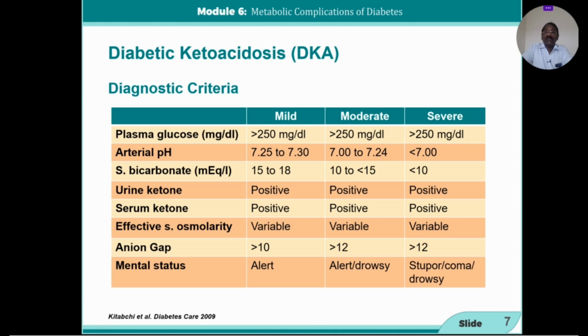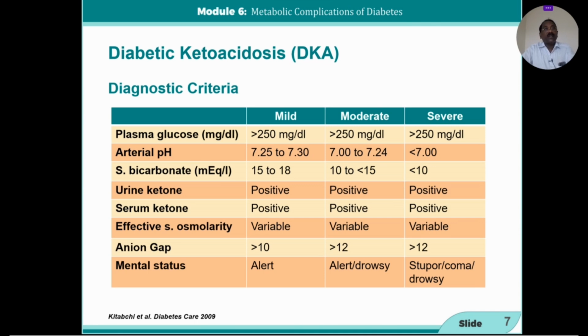And the severe is stuporous, comatose, or drowsy. So this is how you have to differentiate between mild, moderate, and severe DKA. Mild can be treated as an outpatient also. All of you can treat a mild DKA. Even a moderate one you can treat, okay, with a little more attention.